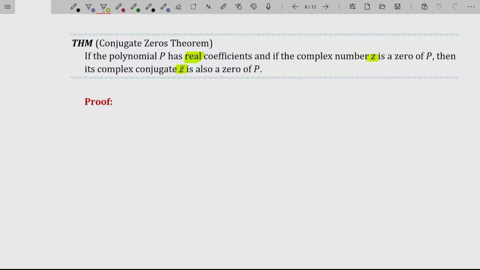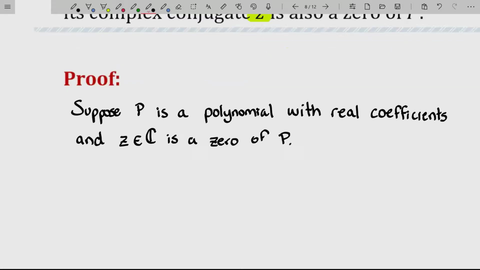And I originally was going to just gloss over and skip this proof, but actually I think it would be good for you to see this proof. We're going to assume we have a polynomial with real coefficients. So we're going to assume the if part. There's actually a lot to the if part, so there's a lot we can assume. We can assume that our polynomial has real coefficients and that we have a complex number 0. So those are 2 things I'm going to write down.